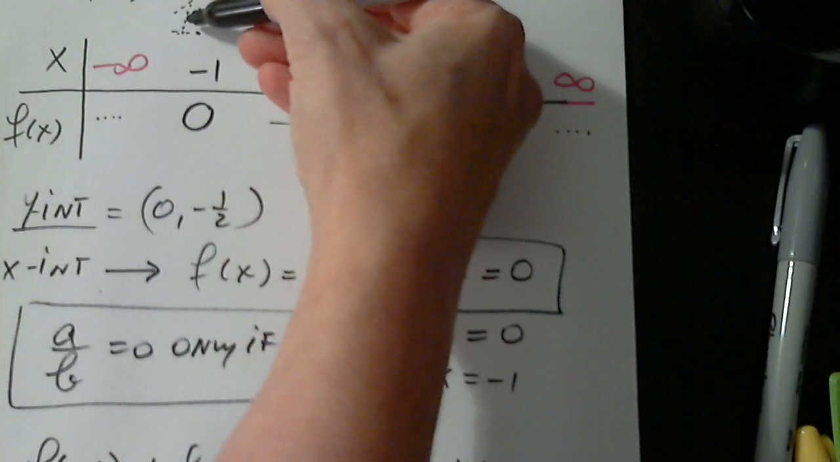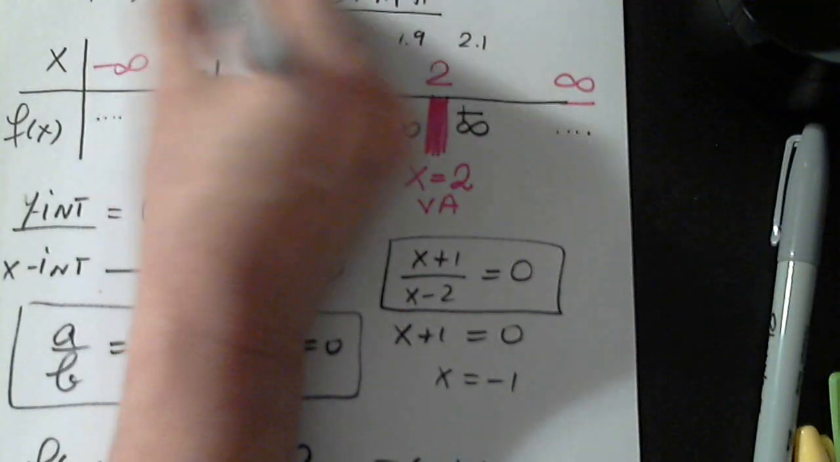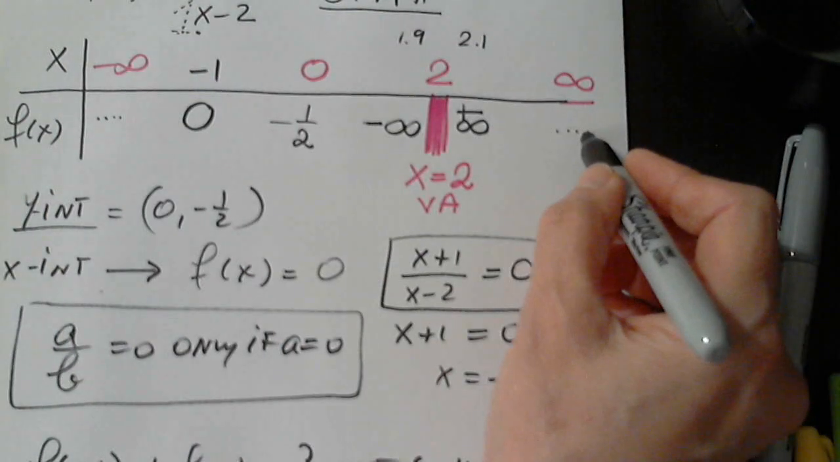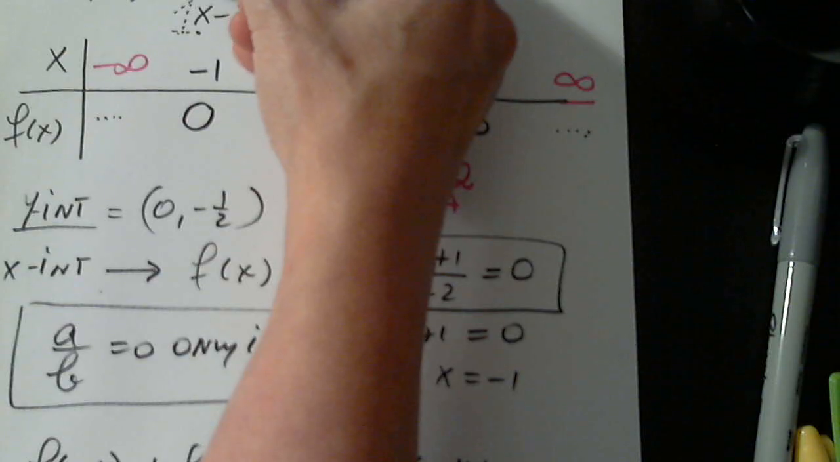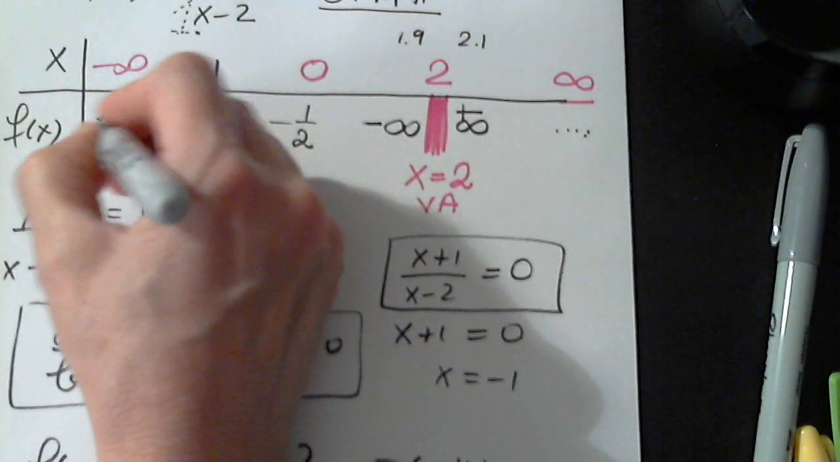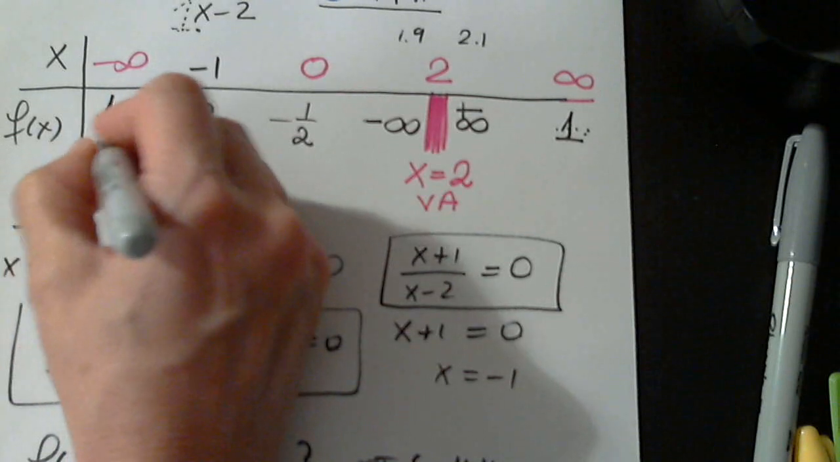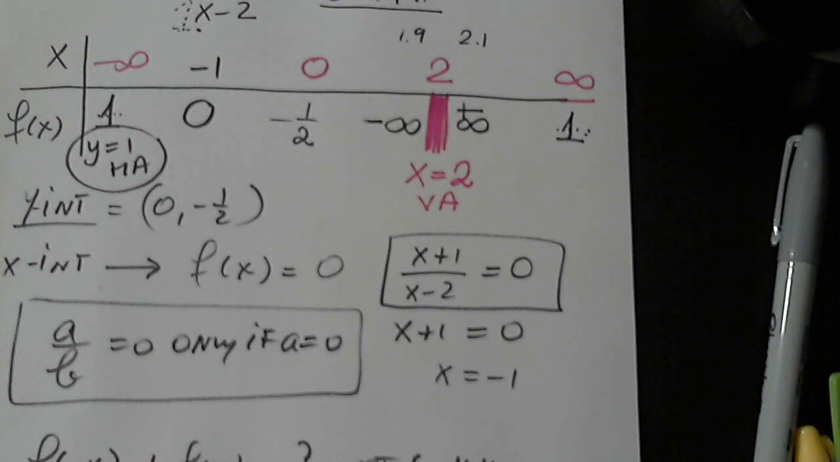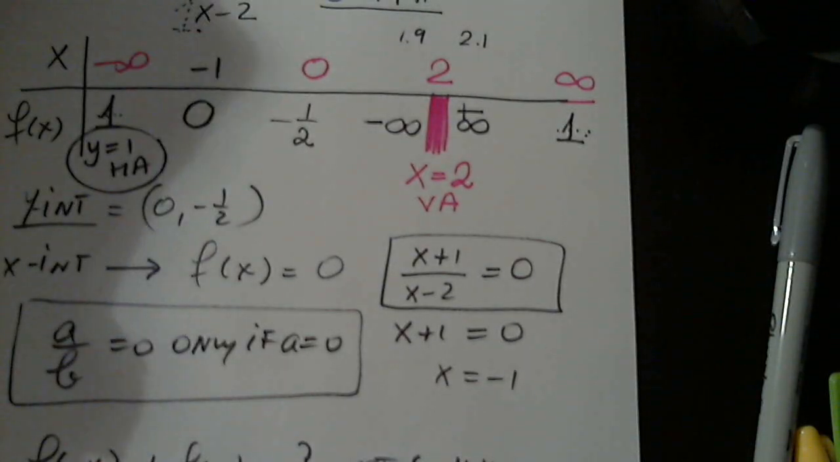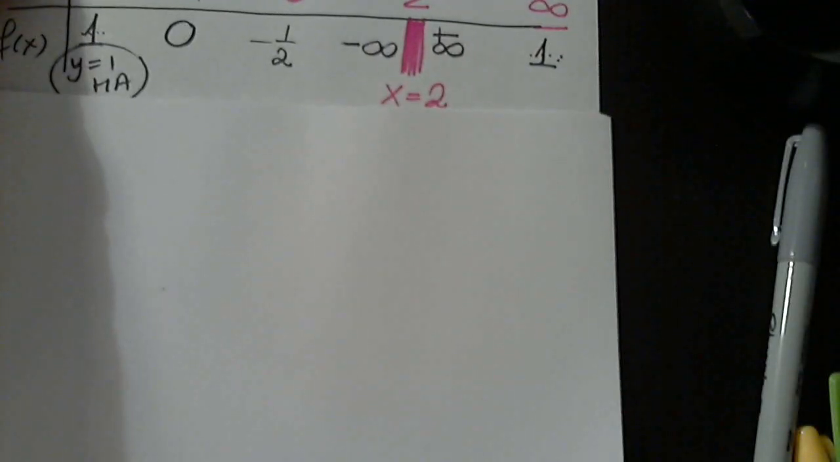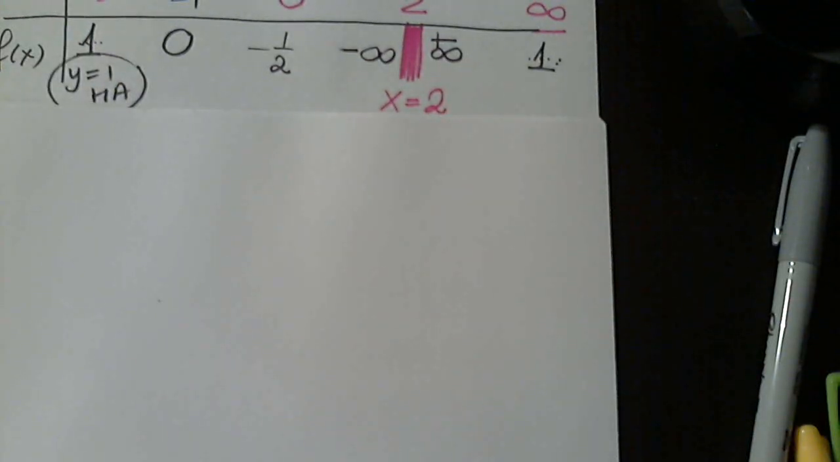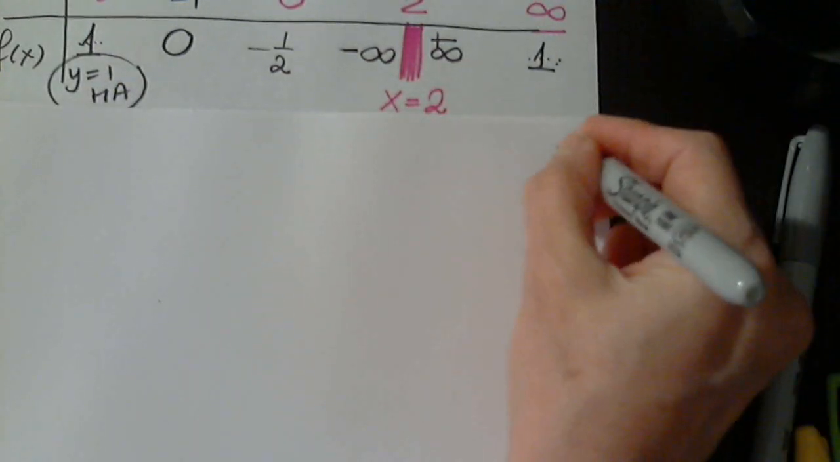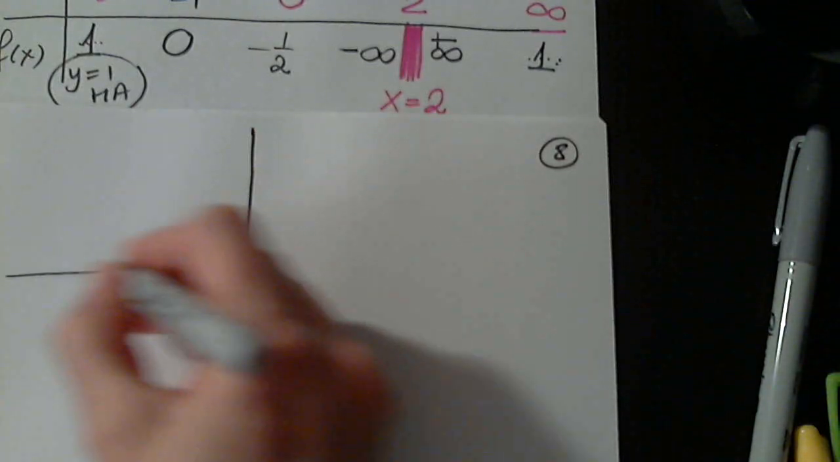Leading coefficient over the leading coefficient. For all type 1, the end behavior, which is also the horizontal asymptote, is obtained by dividing the leading coefficient by the leading coefficient. 1, 1, make myself a note, y equals 1 horizontal asymptote. I'm done. This is it. I'm ready to graph. I don't care for any of the gibberish that I see here. I only care about the table. I summarized all the information in the table. That's all I need. So, I'm going to graph.